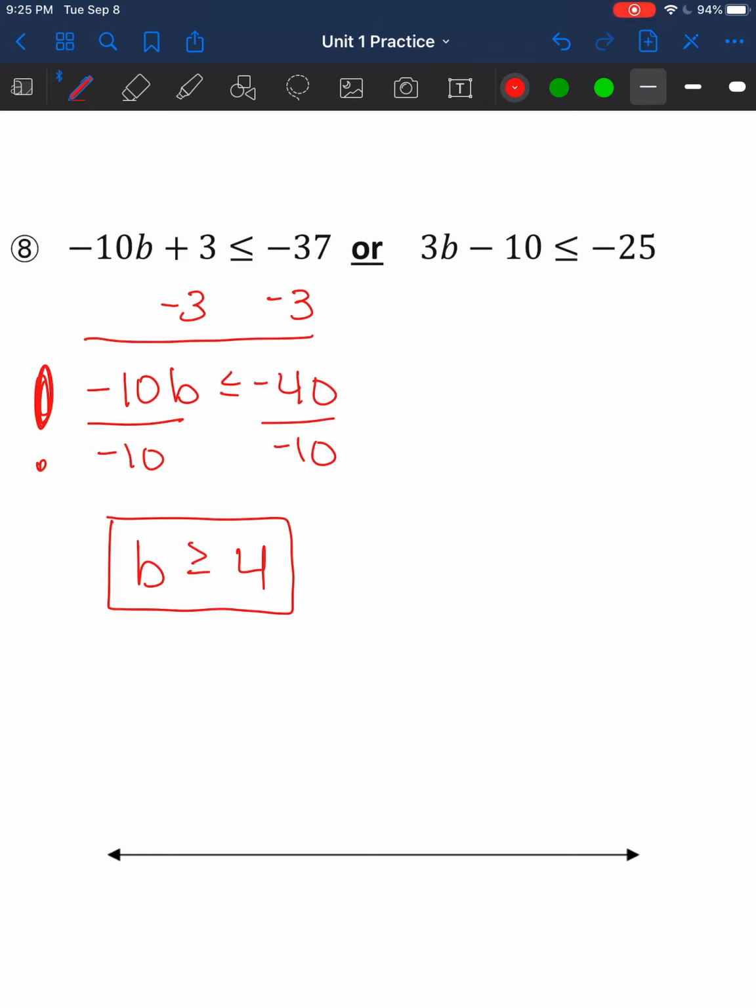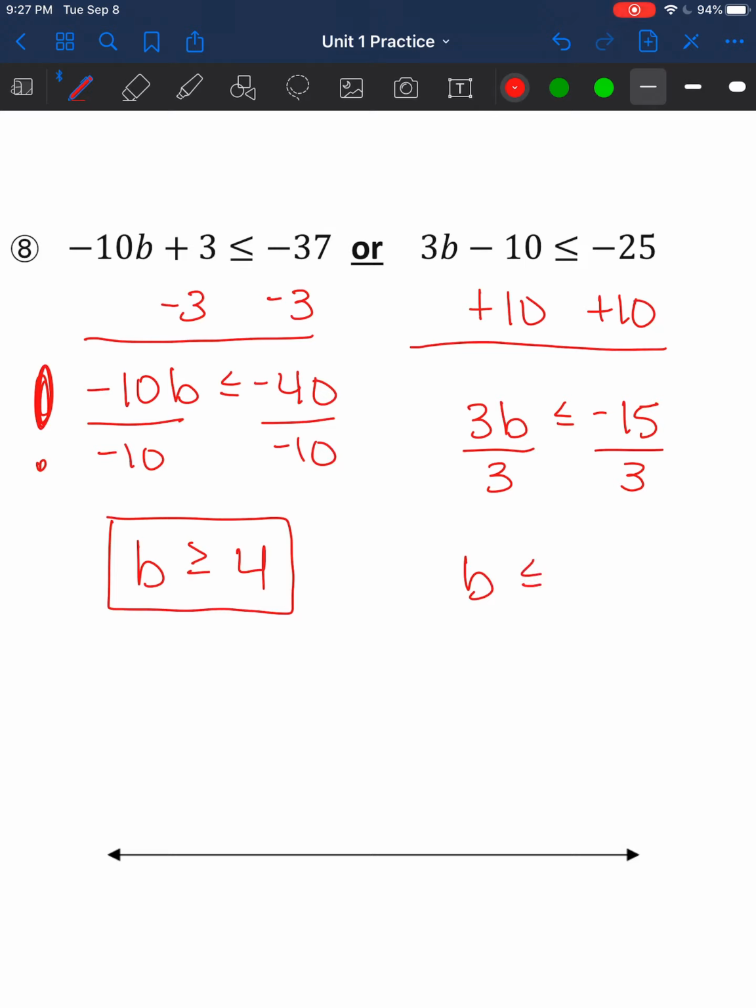On the right side, it's different, but I'm going to still isolate b, which means to add 10 on both sides to get that 3b is less than or equal to 15. Sorry, that's 15. Then I'm going to isolate b. So b is less than or equal to -5. Notice I did not reverse the inequality sign because I didn't divide or multiply by a negative.